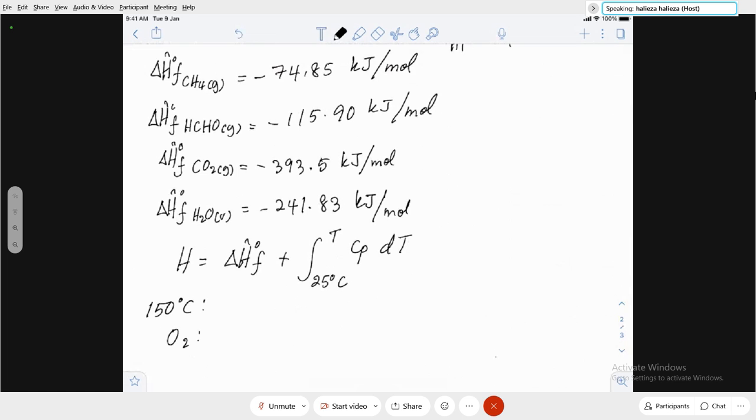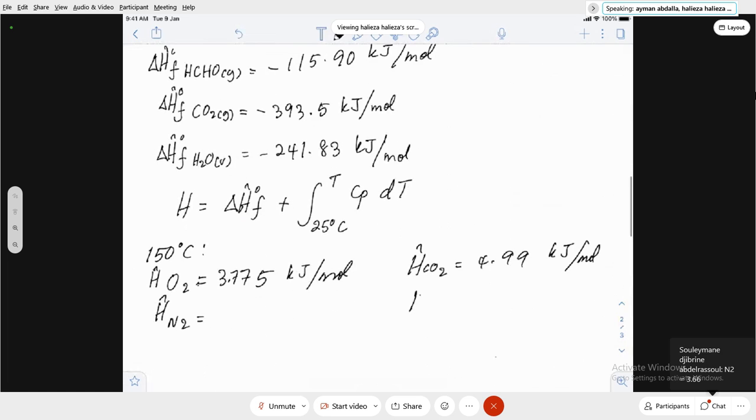It's 3.775. That's kilojoules per mole. How about for nitrogen? For CO2, it's 4.99. Okay. For H2O, it's 4.275. Can you repeat that again? 4.275. Okay, thank you. And lastly, for nitrogen, what did you get?